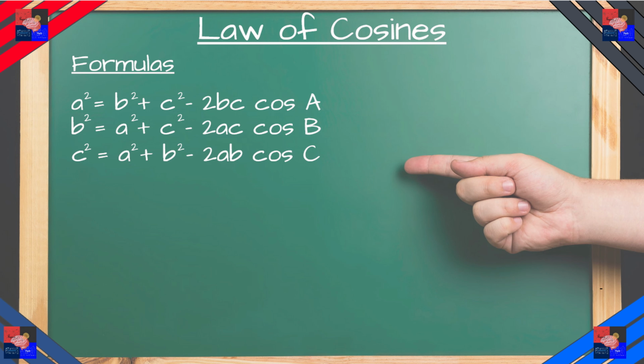So let's look at these formulas. These formulas are the law of cosines, where if we're trying to find A, we use this formula. We find B, we use this formula. C, this formula. They're structured exactly the same. So let's look at this example for practice.